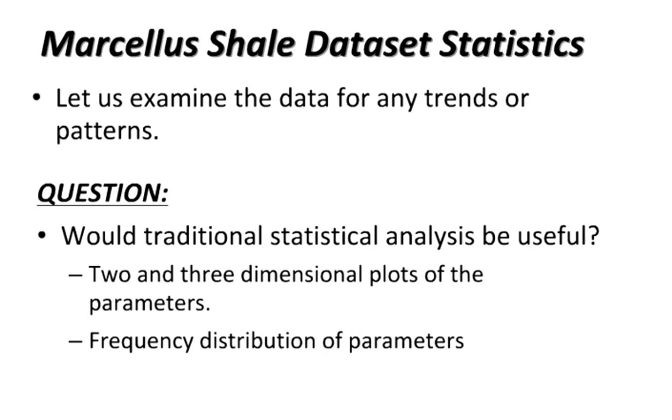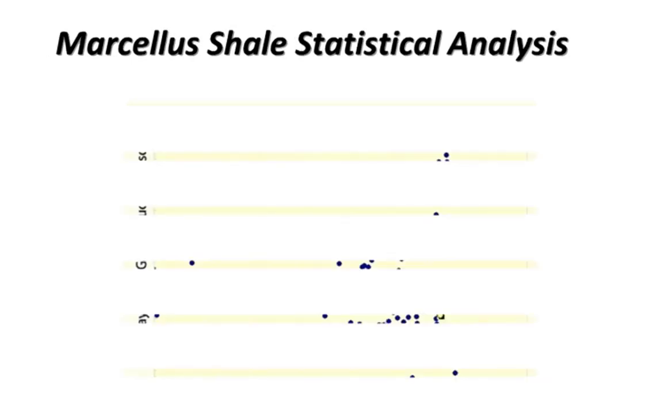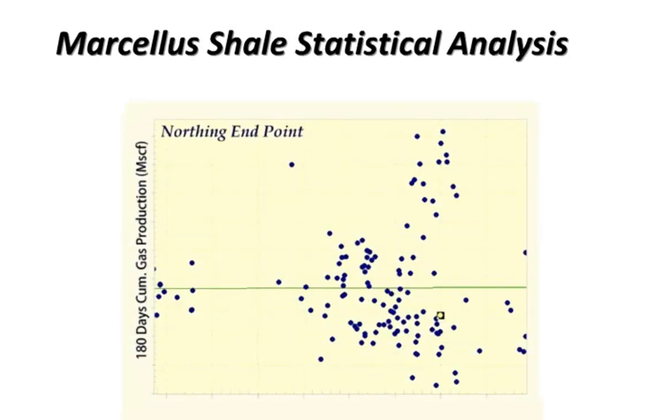You can perform 2D and 3D plots. You can do normalized plots. You can do frequency distributions, and what you get really is not much different from what I'm showing you here. So in these few slides, what I'm going to show you is, in the x-axis, what's shown up here. For example, here the x-axis is northern endpoint, which essentially is latitude. And on the y-axis, we have what we call production indicators. Here it is 180 days cumulative gas production in MCF.